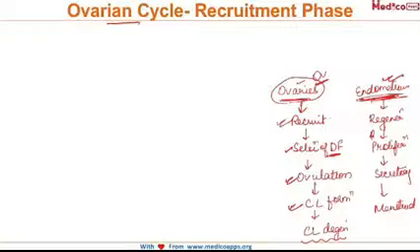And in the endometrium, the regeneration of the endometrium occurs, followed by proliferation of the endometrium, followed by the secretory phase, and thereby menstruation occurs. So both these go side by side. Now we'll first begin our discussion with the ovarian cycle and the recruitment phase of the ovarian cycle.